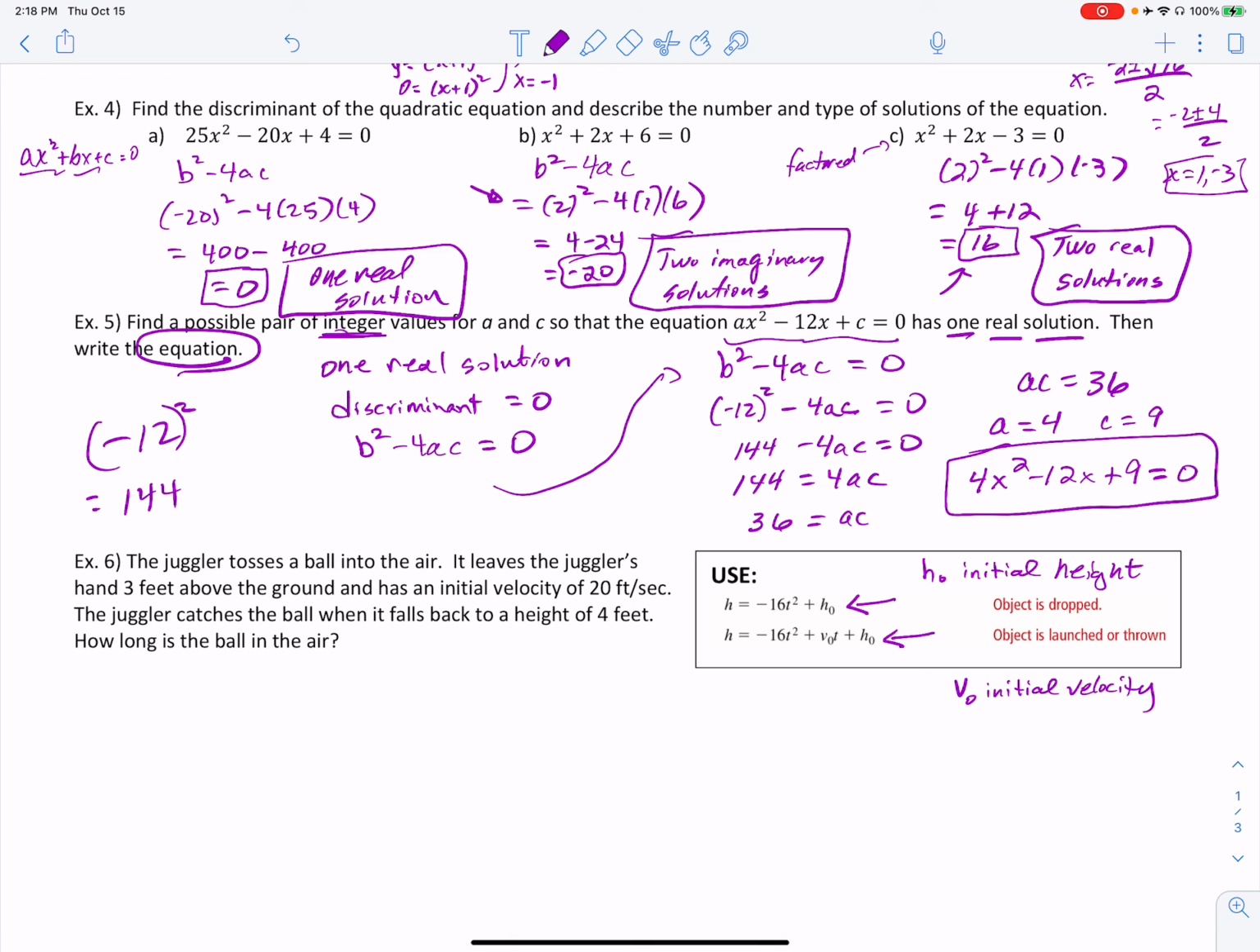And if it's thrown up into the air, then your initial velocity is going to be treated as positive. If it's thrown down, then your initial velocity is going to be negative. If it's thrown parallel to the ground, then we're going to treat initial velocity as 0.